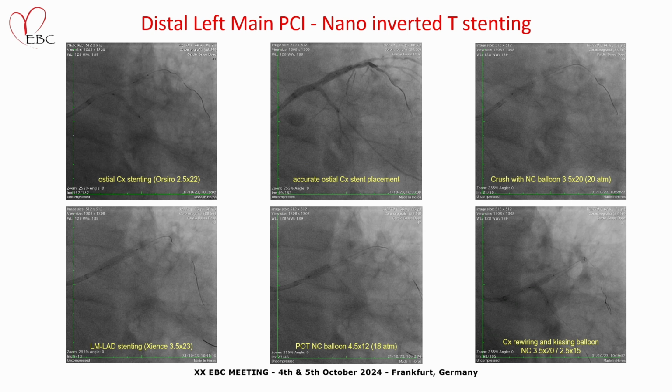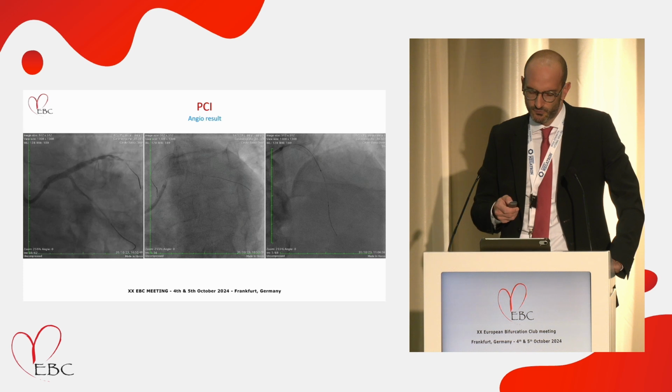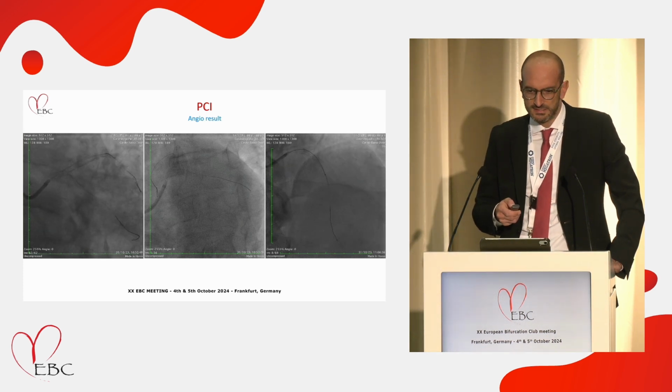Then the side rewiring also in the distal cell, and the kissing balloon with the non-compliant 3.5 in the LAD and with the 2.5 in the circumflex. So this is the angio result, quite satisfactory for us.